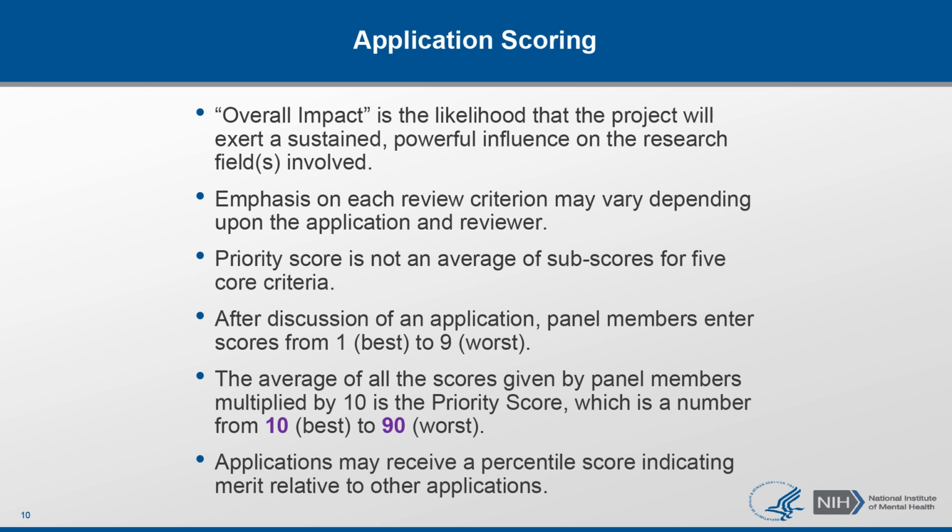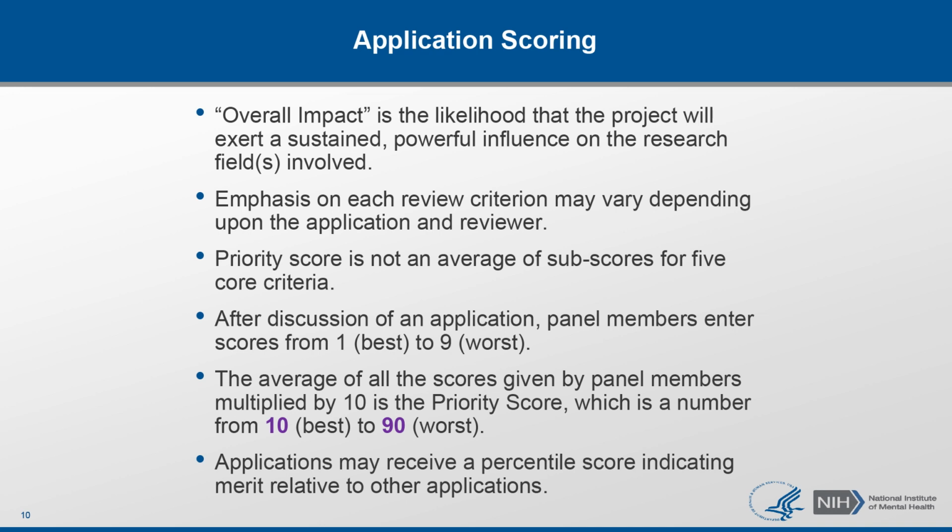Now, when the whole panel votes, so say you have a panel of 20 reviewers, they put their scores into the system, they vote 1 to 9. The priority score that emerges for an application is typically the average of all of those scores. So if you have 20 reviewers and all of their scores ranged from 2 to 5, you average that. So let's imagine the average turned out to perfectly be 3.5, but the priority score is that average times 10. So when you get a summary statement back and you see a 35, that's how that number was derived.